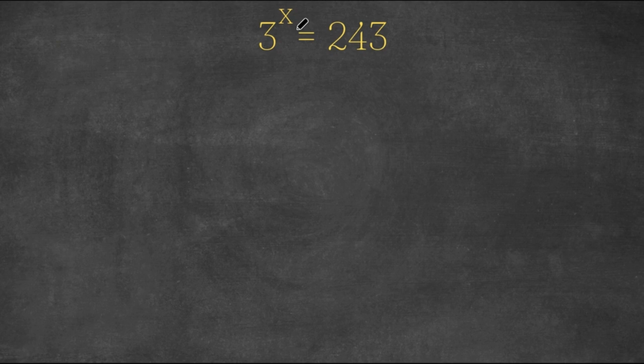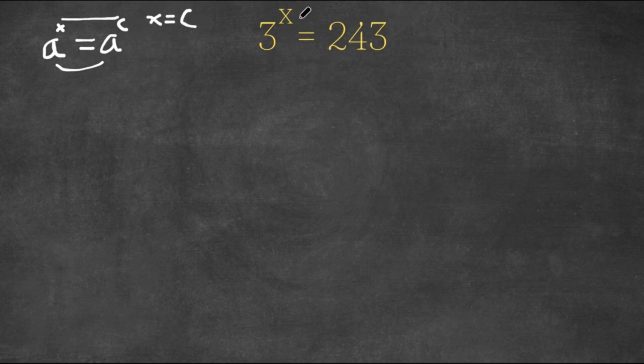So whenever we're solving exponential equations like this, we always want to make our bases here, which in this case are 3 and 243, the same. Because let's say we have a to the power of x equals a to the power of c. Because our bases are the same, we know that our exponents are the same as well. So we could just set them equal to each other. We know that x is equal to c. So if we make our bases the same, then we can find the value of x easily.